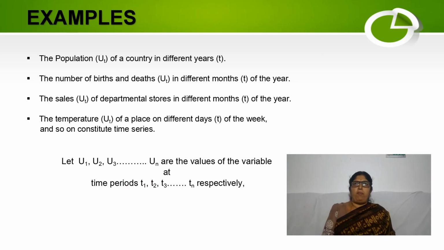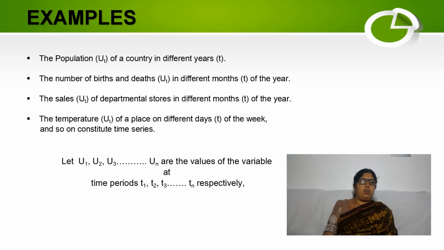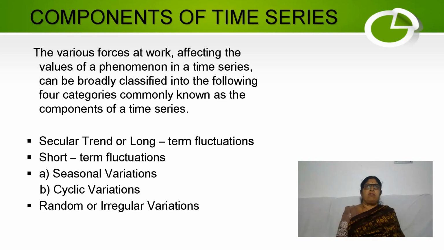Examples: the population u_t of a country in different years, the number of births and deaths in different months of the year, the sales of a departmental store in different months of the year, the temperature of a place on different days of the week, and so on constitute time series. Let u1, u2, etc., un are the values of the variable with time periods t1, t2, etc., tn respectively.